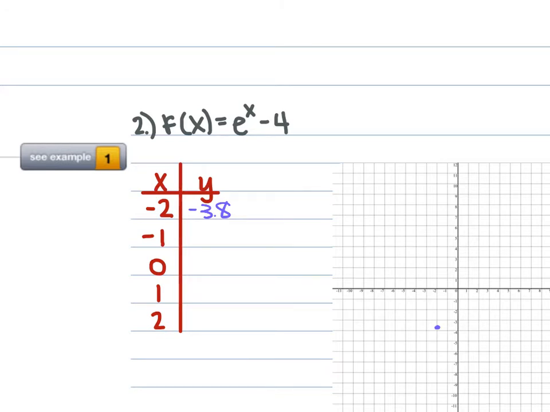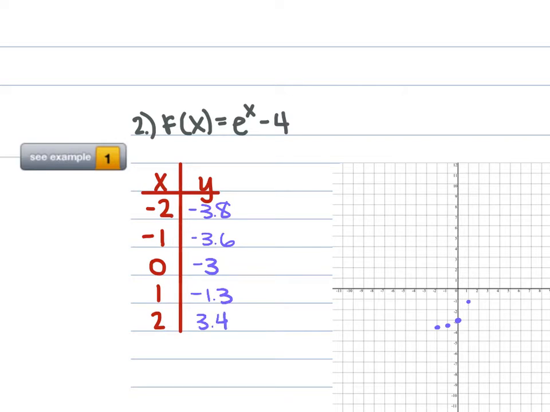From there, we plug in the -1. So if we do -1, e to the power of -1 minus 4 is going to give us -3.6. So -1, -3.6 is about here. Then 0, e to the power of 0 is just 1. 1 minus 4 is -3. So 0, -3. For 1, we have e to the power of 1 minus 4, so that's -1.3. Then for 2, e to the second power minus 4 is going to give us positive 3.4.